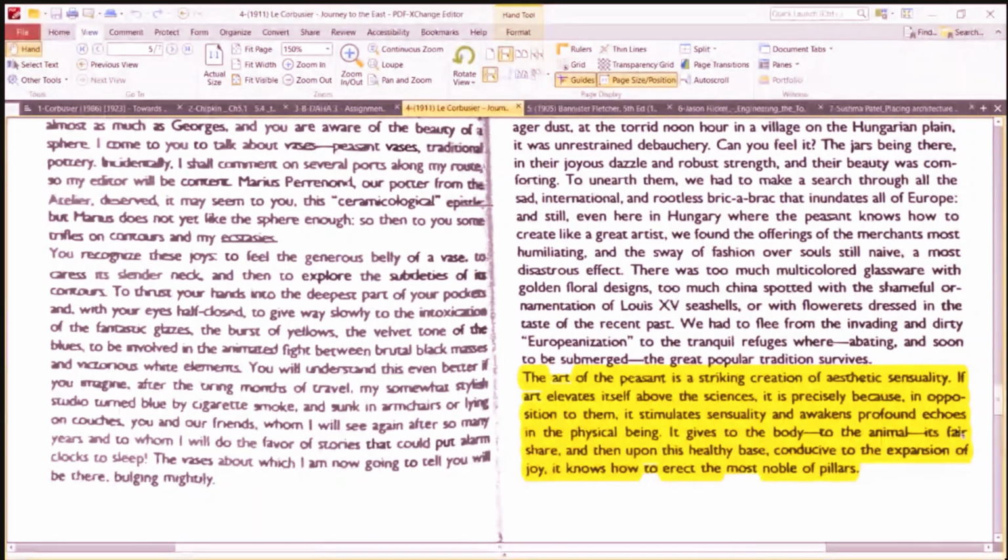So he's saying, on one side you have science: dry, clean, objective, pure. And on the other side you have sensuality, the body, the physical, right? The opposite of science. All things sensual, all things bodily. It gives to the body.